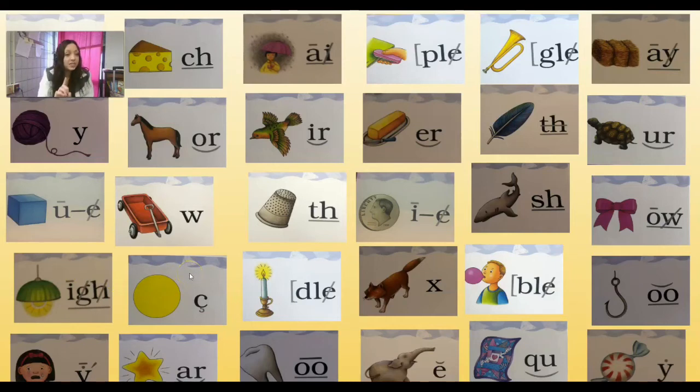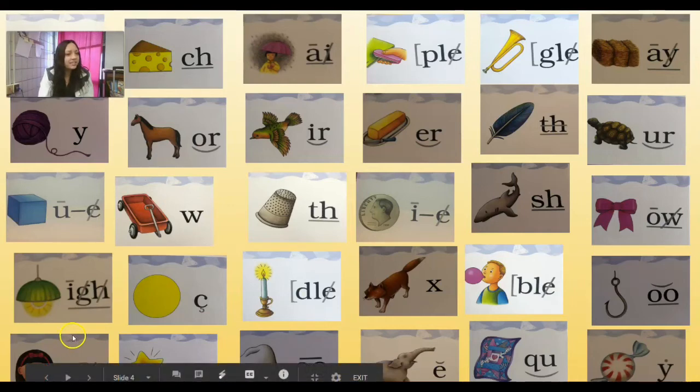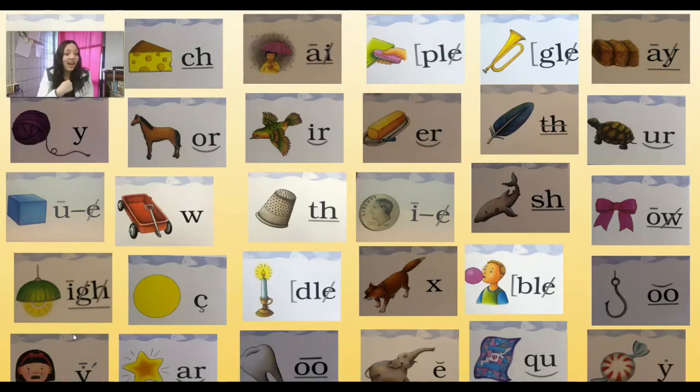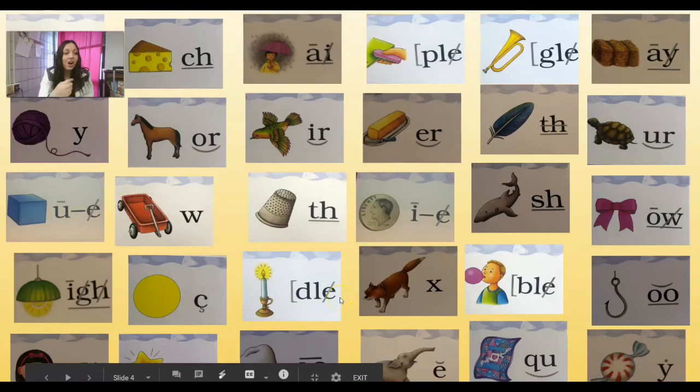trigraph igh. Remember, this is that tricky one. Circle, c, very good. Candle, final syllable DLE. Fox, x. Bubble, final syllable BLE. Hook, we say digraph oo, very good. Oh, this y has a dot on it, so we say cry, I, vowel y. Star, combination ar. Tooth, digraph oo. Elephant, e. Quilt, combination qu. Candy, e, vowel y, very good.